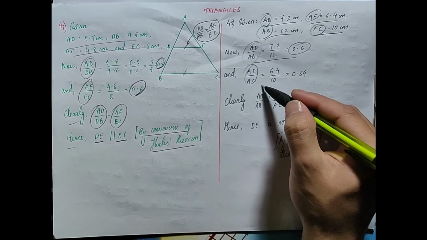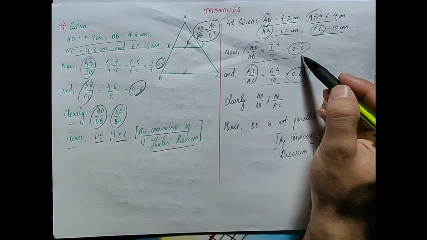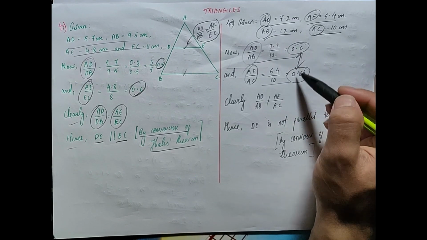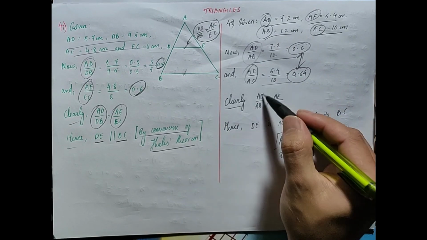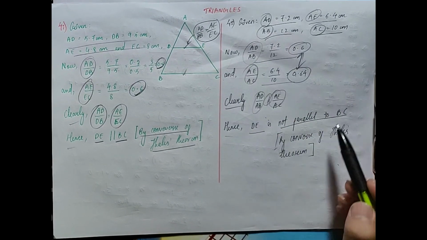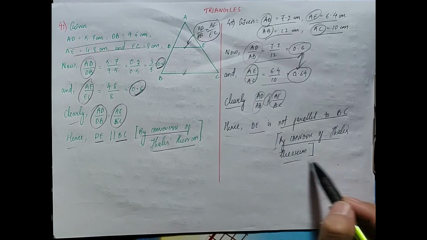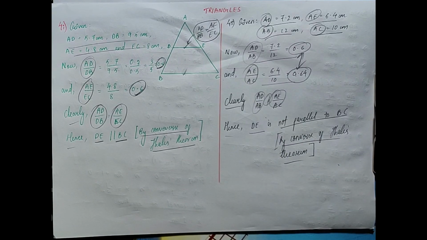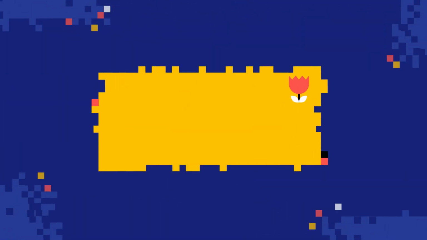So you get 0.6. If you substitute here, you'll get 0.64. So we see that these two are definitely not equal. Hence DE is not parallel to BC by converse of Thales theorem. As simple as that. This is one of the easiest exercises in this chapter.